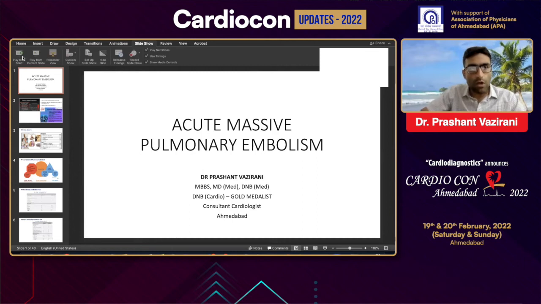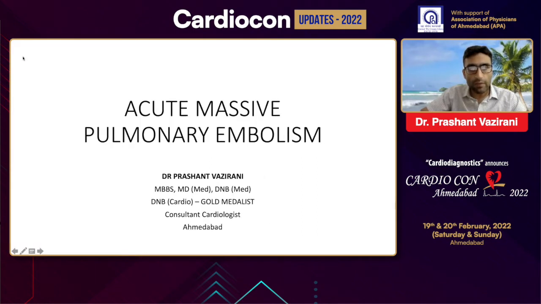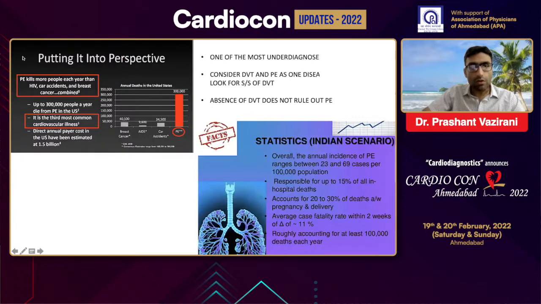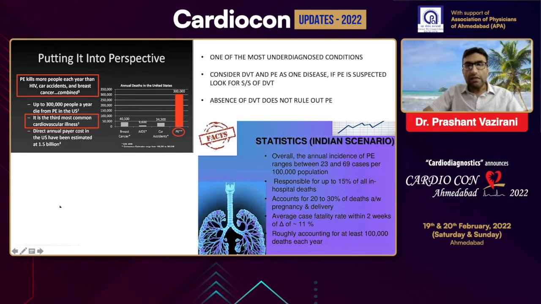Hello everyone. So now we are discussing acute massive pulmonary embolism. It is the third most common cause of cardiovascular illness, but still it is one of the most underdiagnosed conditions. Consider DVT and pulmonary embolism as one disease, and if pulmonary embolism is suspected, look for signs and symptoms of DVT. Absence of DVT does not rule out pulmonary embolism. According to Indian statistics, it is responsible for up to 15% of all in-hospital deaths.